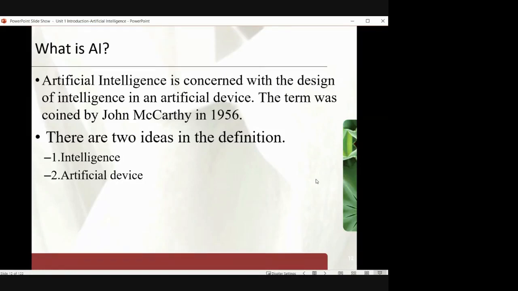We just talked about the definition: AI is concerned with the design of intelligence in an artificial device, and the term was given by John McCarthy in 1956. Now, in AI we have two ideas, that is, intelligence and artificial device. Now, what is intelligence? Can anyone tell me what intelligence is? In layman language, what is intelligence?